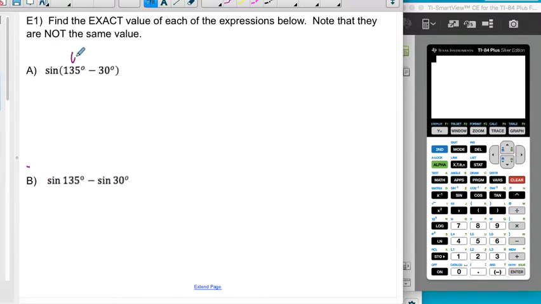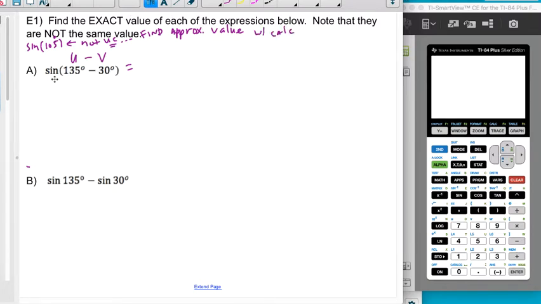So this is sine of u minus v, right? It's also sine of 105 degrees, but that's not on the unit circle, so we can't find the exact value. We'd only be able to find an approximation in the calculator, and that's not what we were asked to do. We were asked to find the exact value.